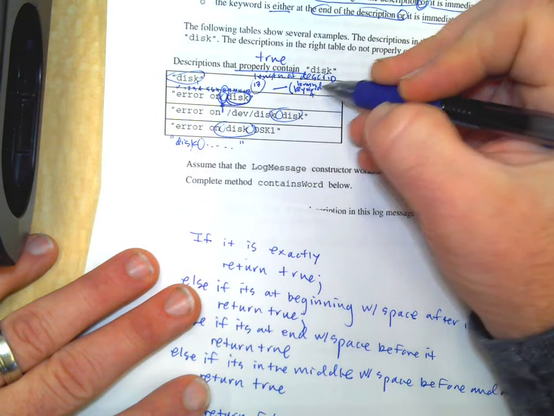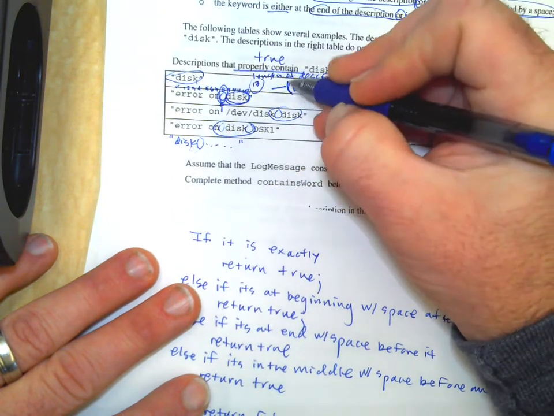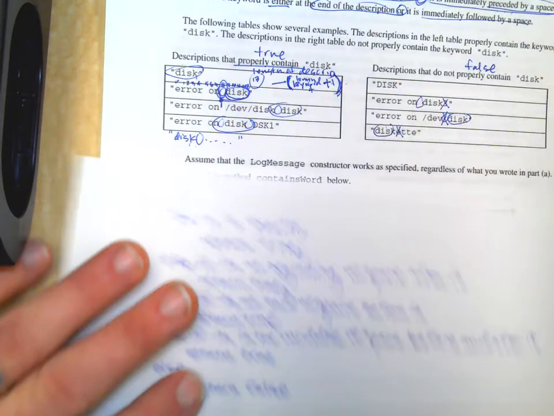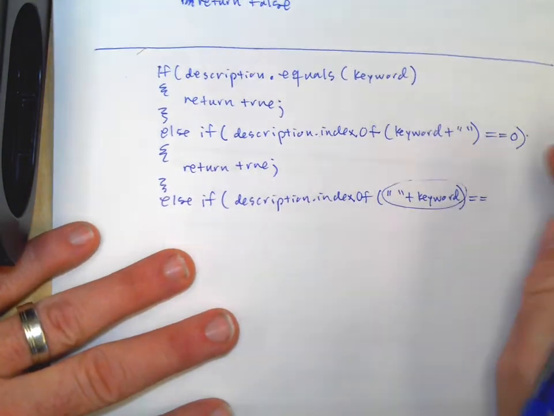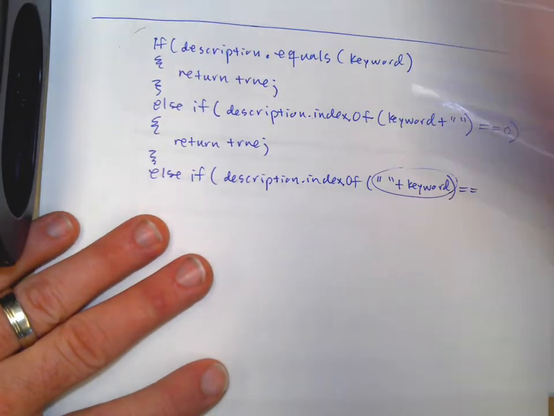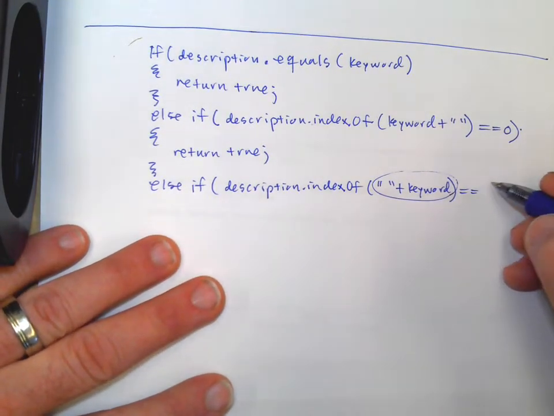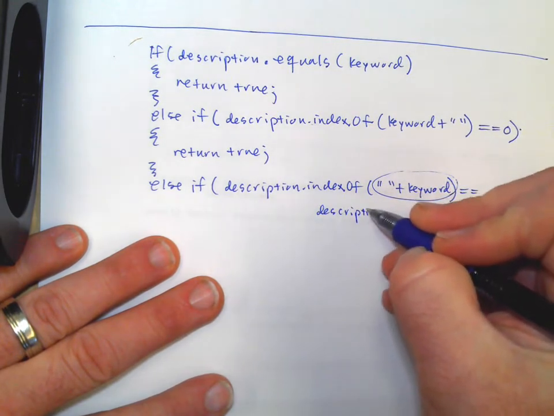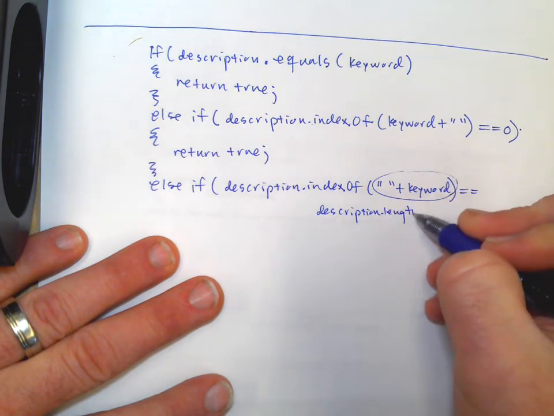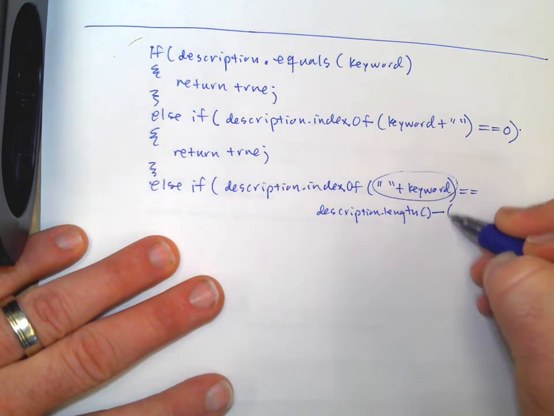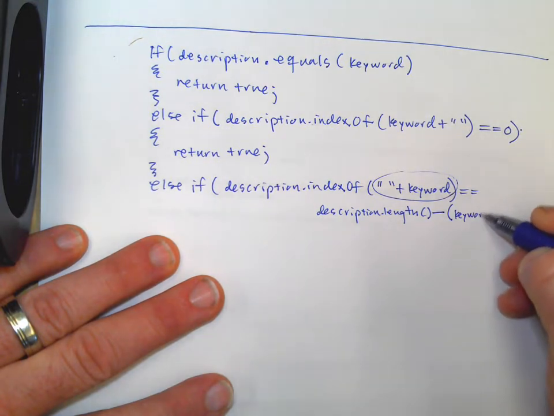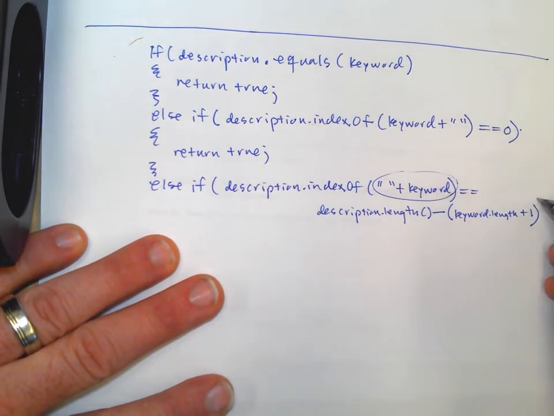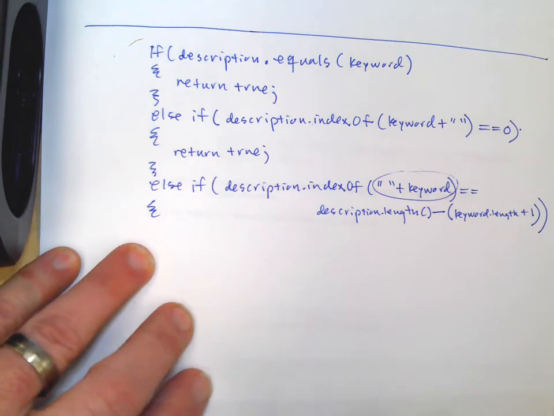So we could say length of the keyword plus 1 in parentheses, right? Because that's the length of the string we're looking for. That's exactly where it should be. So you want to think that through before you write the syntax. Okay, how do we just get that number? It's going to be the description dot length, minus the keyword dot length plus 1 for the space, right? So that should give us the right spot.